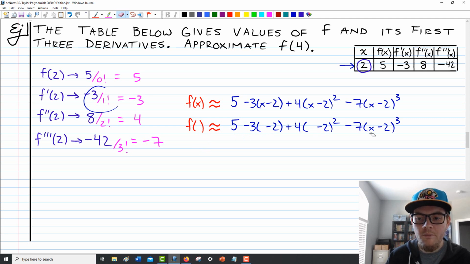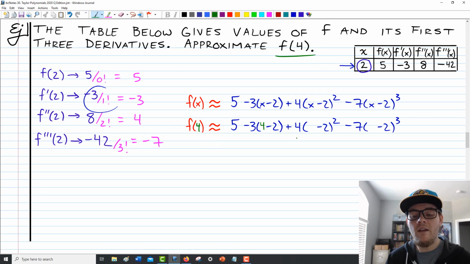So what I'm going to do, I'm going to plug in 4 for the x value, because we're trying to figure out what's f of 4. Well, f of 4 is going to be what happens if we plug into the polynomial. It's going to be a good approximation, at least, going out a few terms. So having done that, what does that leave us?